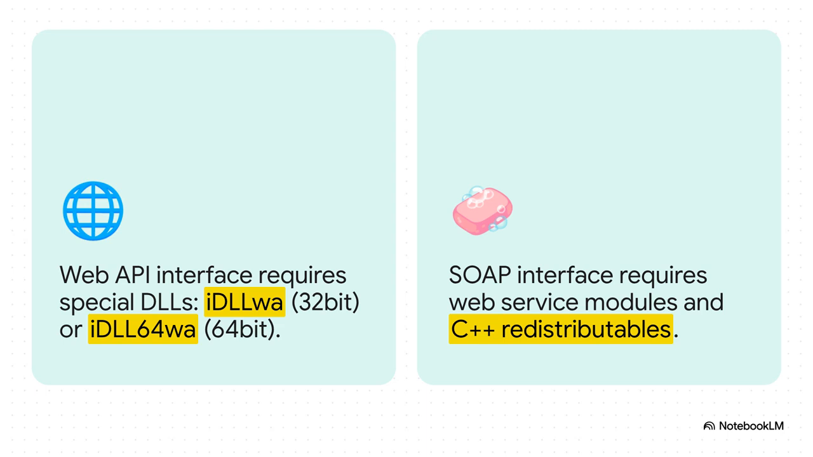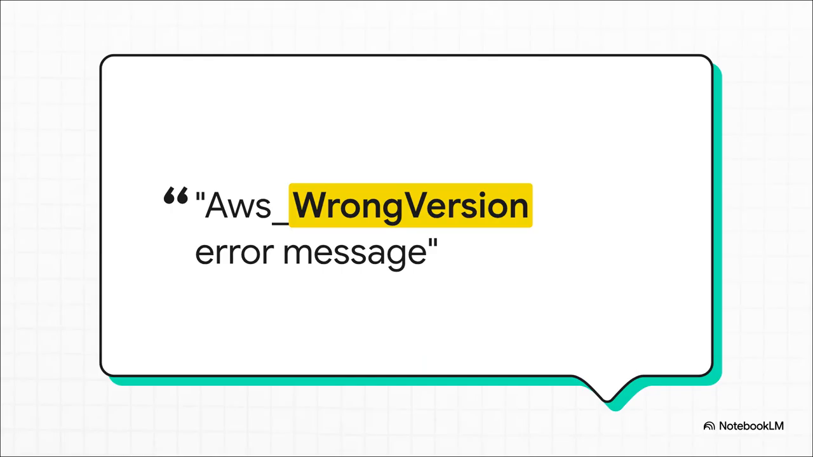Now, if you're still on the older SOAP interface, well, that comes with its own set of modules and other files you've got to distribute. And hey, sound familiar? Just like with the standard DLL, versioning is everything if you're using SOAP. If a user reports an wrong version error, that's your sign. It means the web service files you shipped are out of sync with the protection code in your app.